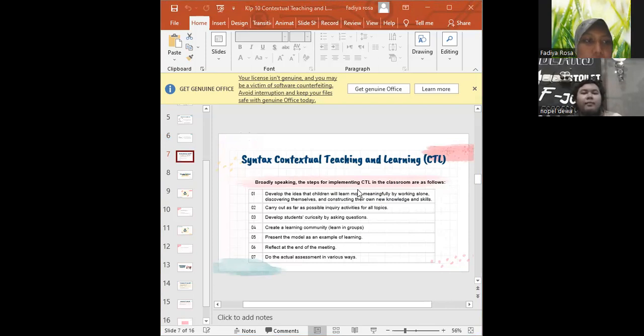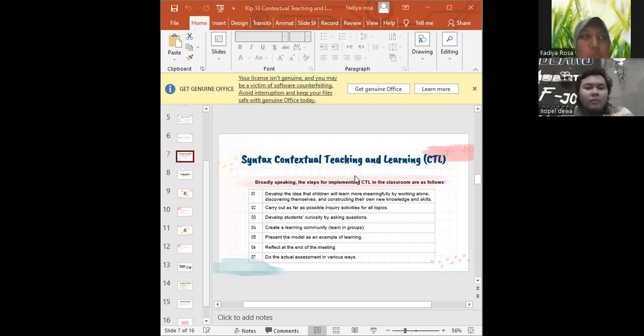The first is to develop the idea that children will learn more meaningfully by working alone, discovering for themselves, and constructing their own new knowledge and skills. The second is to carry out, as far as possible, inquiry activities for all topics, so that in the classroom the children not only listen to the teacher explain, but can also do activities that improve their brain. And the third point is to create a learning community, or learn in groups.